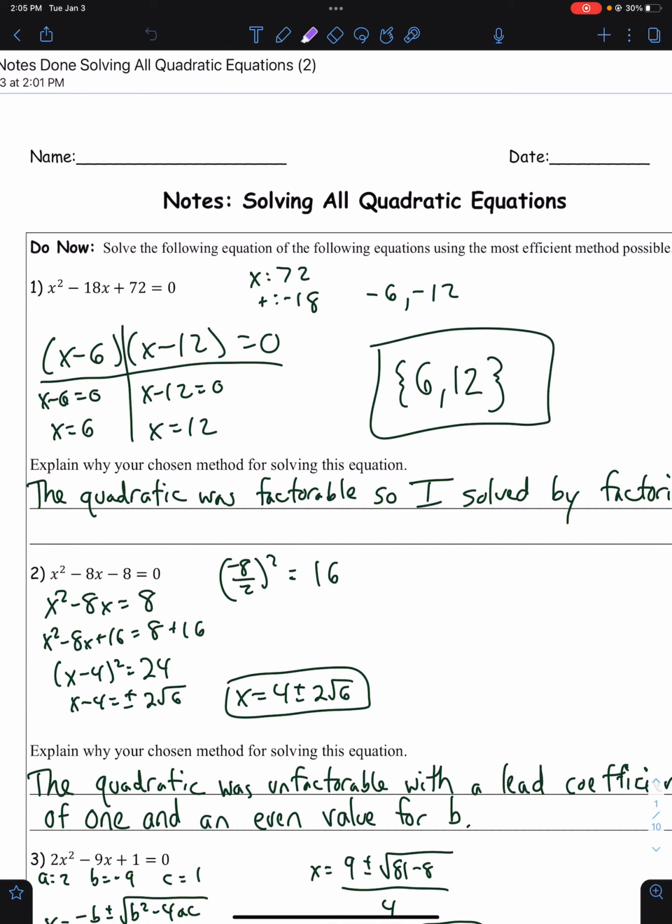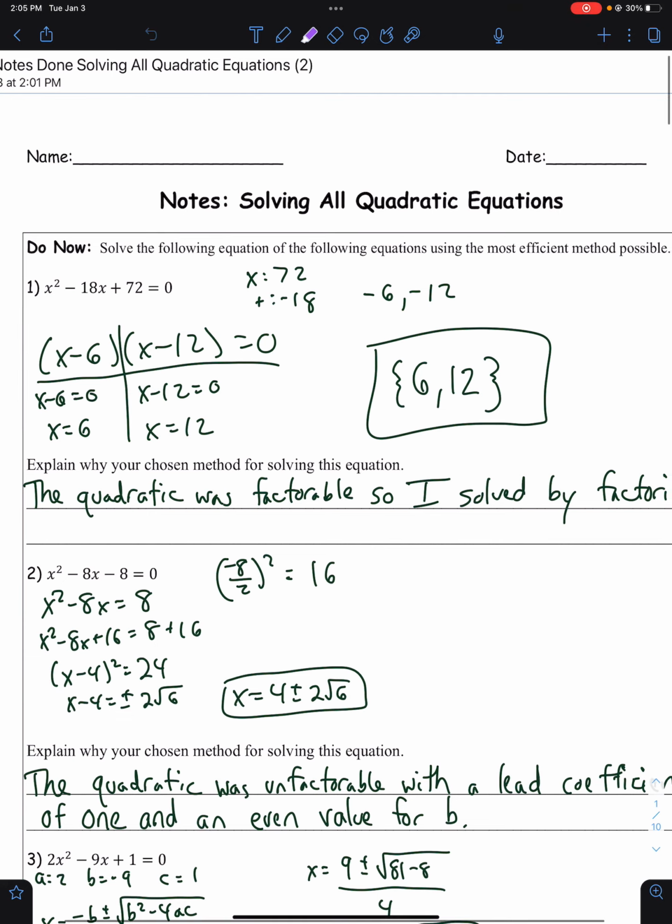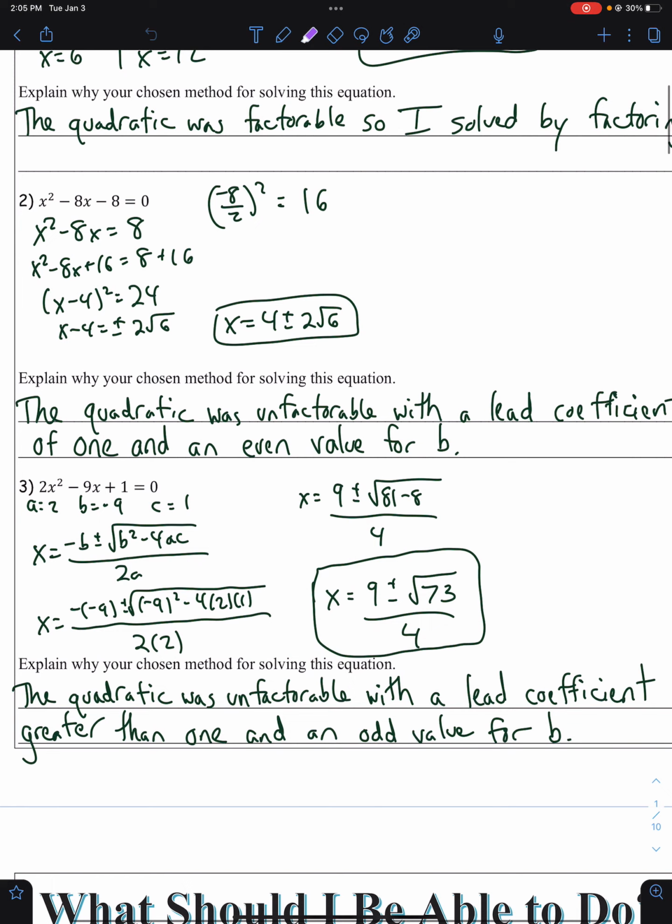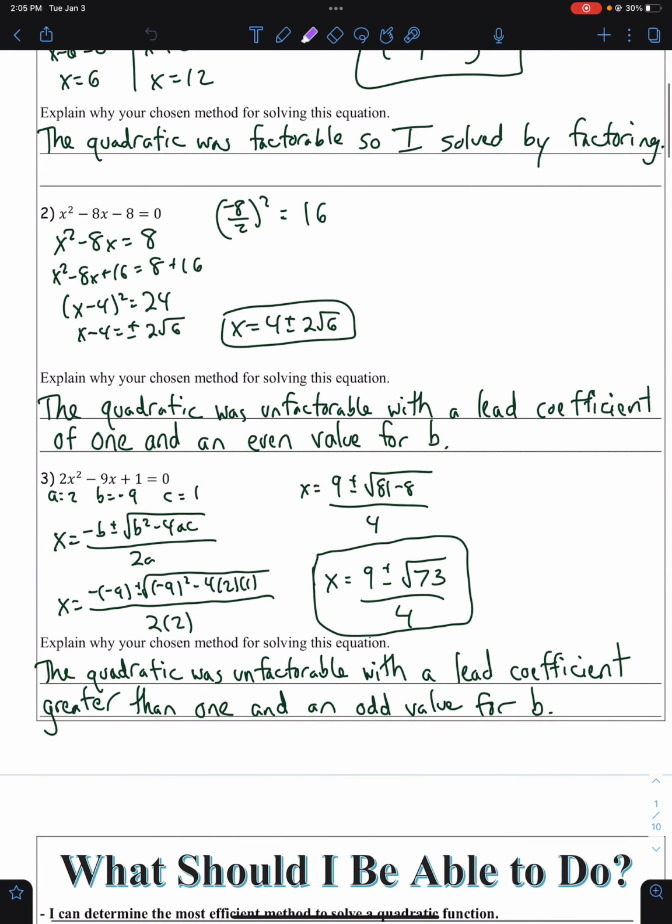So number one's factorable. So if you get this factorable, I think that's usually the easiest way of doing it. You could not factor 2 and 3. You can only factor number 1. So number 1, solve by factoring, and that's because it was factorable. Now number 2 and 3, you could use the quadratic formula for either of these. You can use completing the square for either of these.